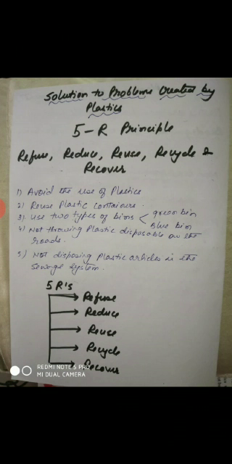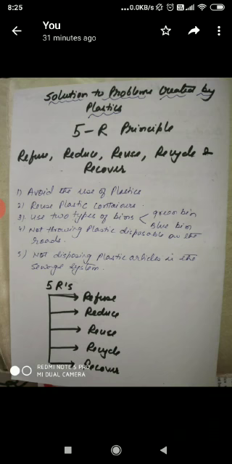Second is to reuse plastic containers. We should clean and dry plastic bags, plastic containers and plastic disposable bottles for reuse. Third is by using 2 types of bins, one green and another blue. Green is for biodegradable waste, and blue is for non-biodegradable waste.